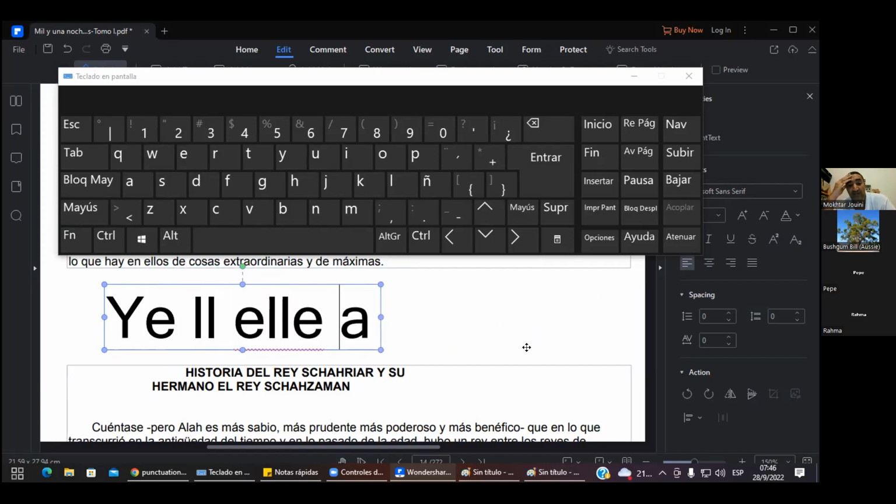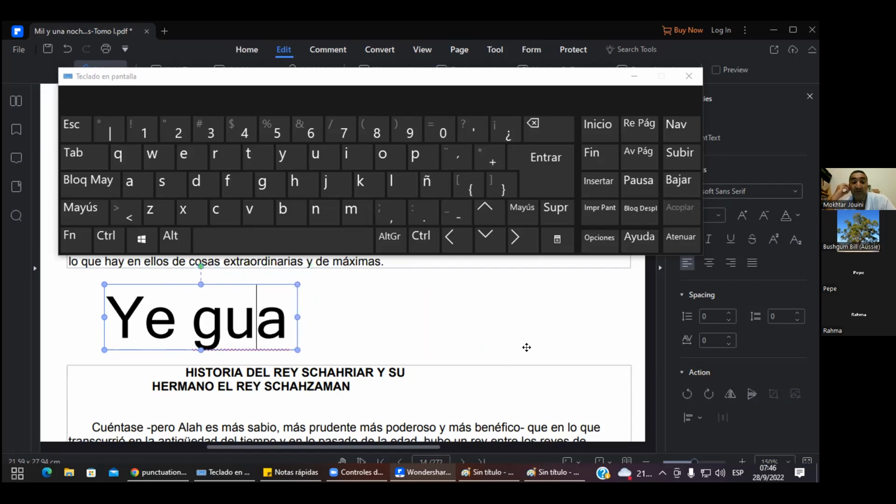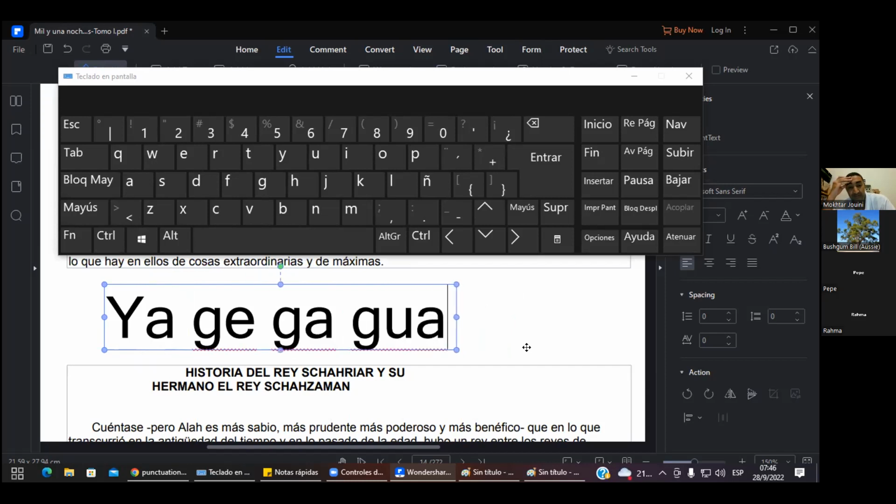How do you write Guatemala? Without the dot. I mean, the two dots on the U in Guatemala, because we need to pronounce Guatemala. If you write it like this, it is ga. There is gua, but in Spanish it is ge. Oh, I see, yeah, I got it.